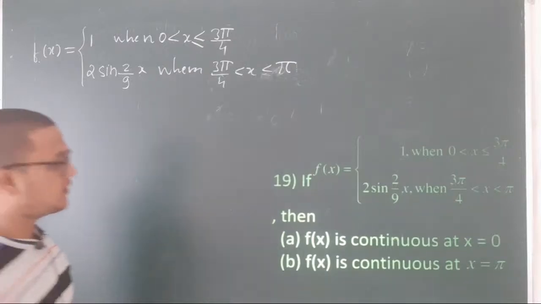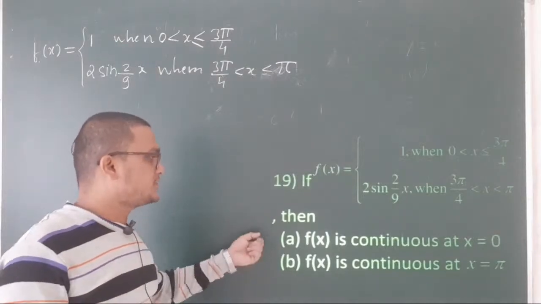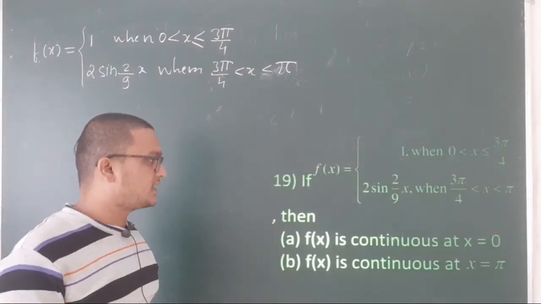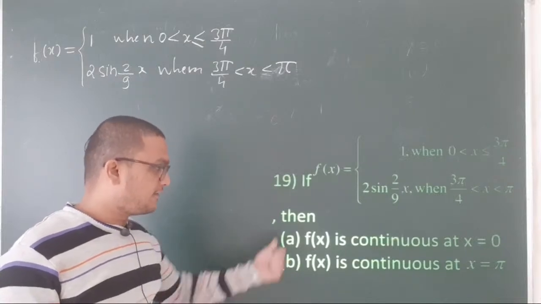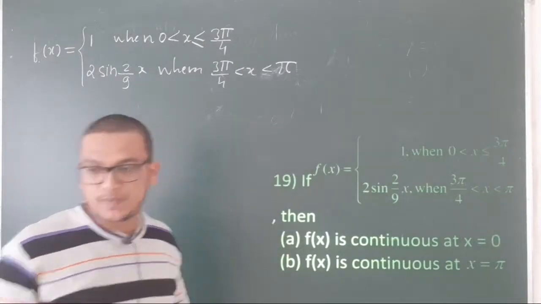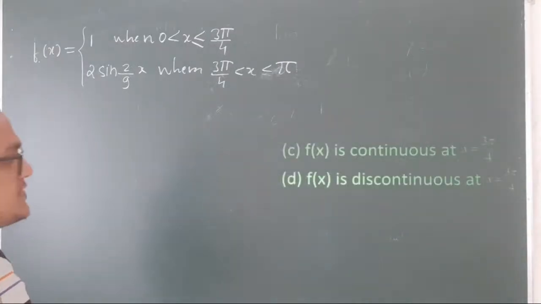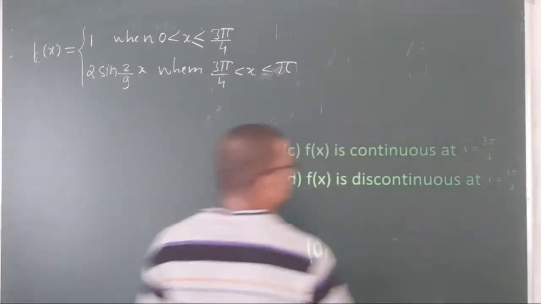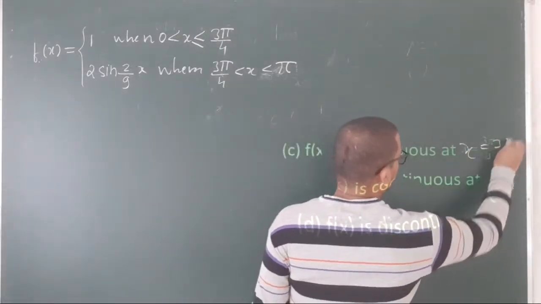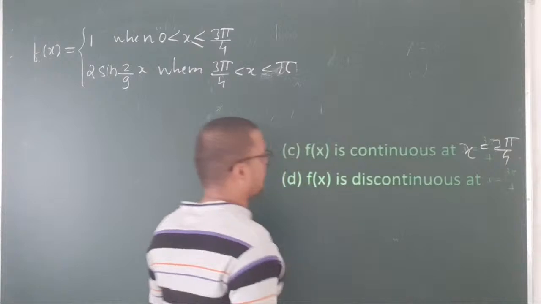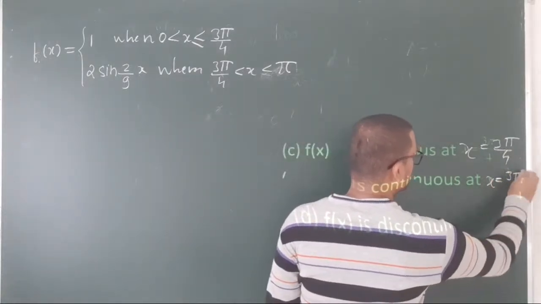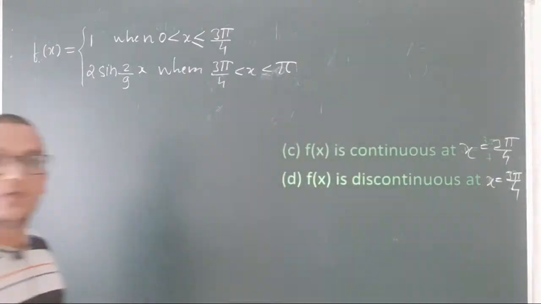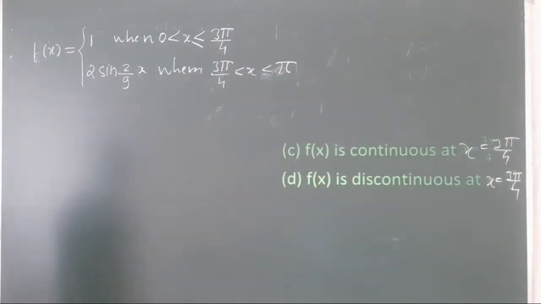And the options are: Option A, f of x is continuous at x is equals to 0. Option B, f of x is continuous at x is equals to pi. Option C, f of x is discontinuous at x is equals to 3 pi by 4. Okay, so let us check.